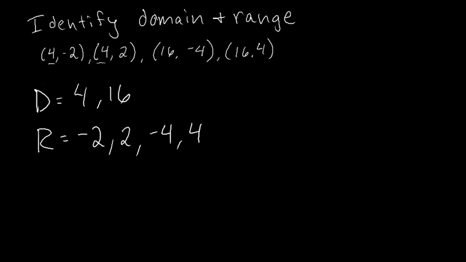So domain, yet again, is our set of x values. So I have 4, 4, 16, and 16, and I only need to write it once. So 4 and 16 is going to be my domain, and your range is your set of y values. So I look at all the y values. I have -2, 2, -4, and 4. That is all I need. You don't necessarily have to write the repeating values, but if you want to, I'm not going to take off for it.